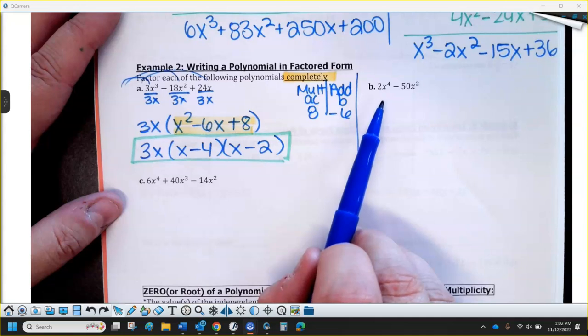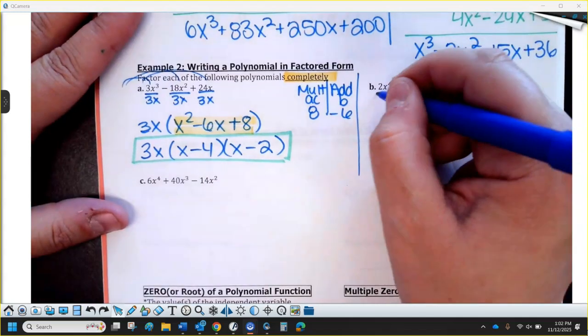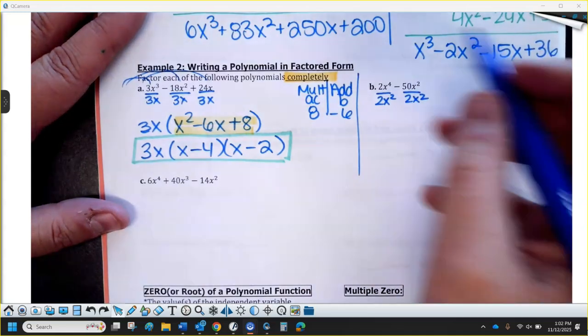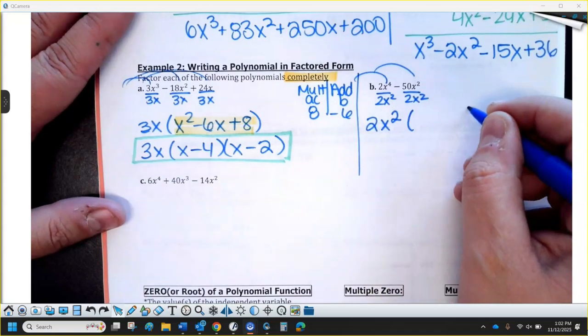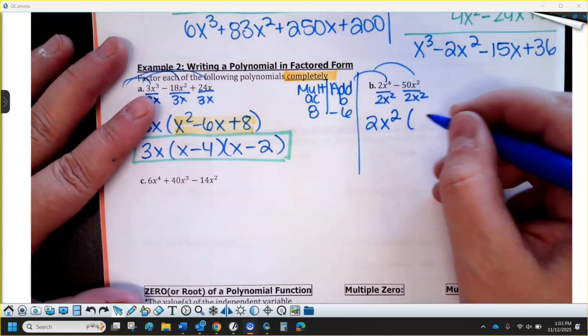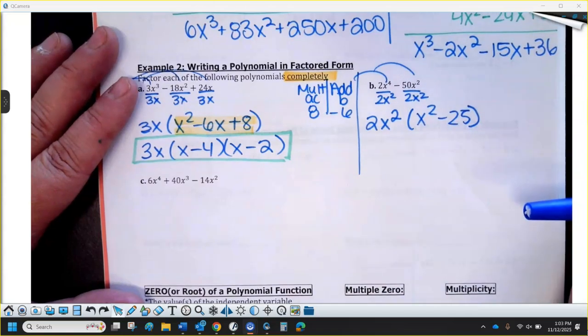What do 2x to the 4th and negative 50x squared both have in common? 2x squared. Good. So they have at least x squared, and both of those are even numbers. So I'm going to pull a 2x squared out in front. Can anybody tell me what would be left over if I factored out 2x squared? If I divide both by 2x squared, what would you have left in the parentheses? X squared minus 25.